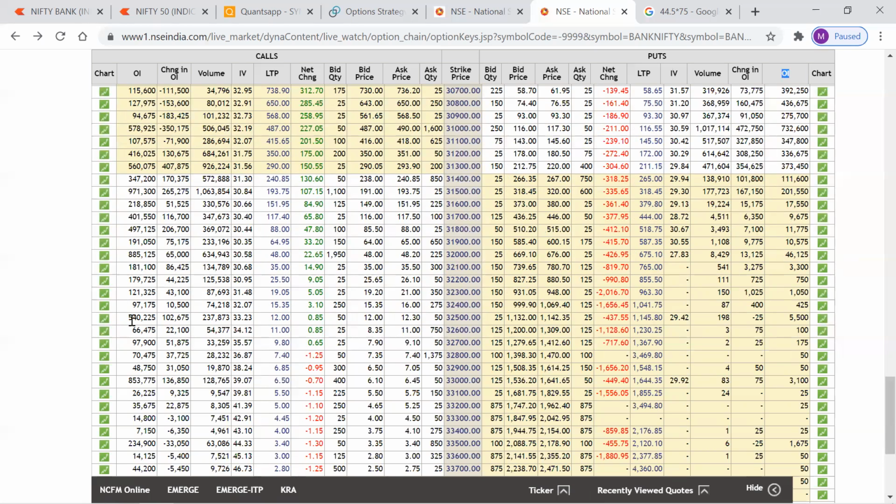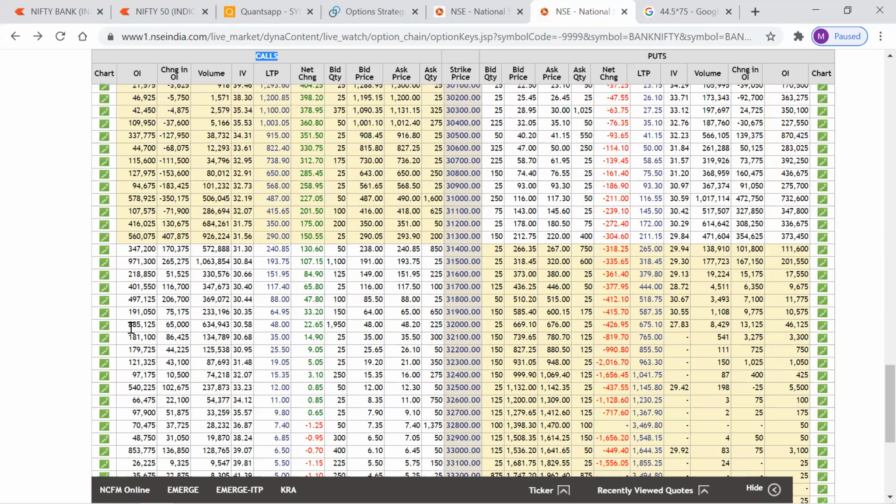Now let's consider this scenario. It's 5,40,225, which means 5,40,225 orders are waiting to get executed. At what strike price? At 32,500 on the call side, because I have selected the OI of call data. This is data related to calls. When I'm selecting OI on the left side of the table, the data is related to calls. So let's look at this.